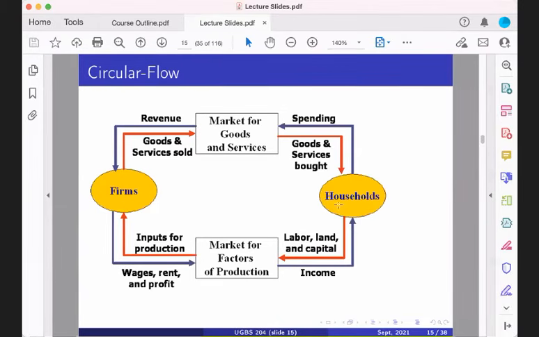Once again, households provide inputs to firms. Firms use the inputs to produce goods and services and sell them to the households. When households provide these inputs, the firms pay back in the form of rent, wages, and profits, which is incomes that go to who? The households. The households spend this income on the goods and services, and it goes back to firms in the form of what? In the form of revenue. This is not very difficult to understand.